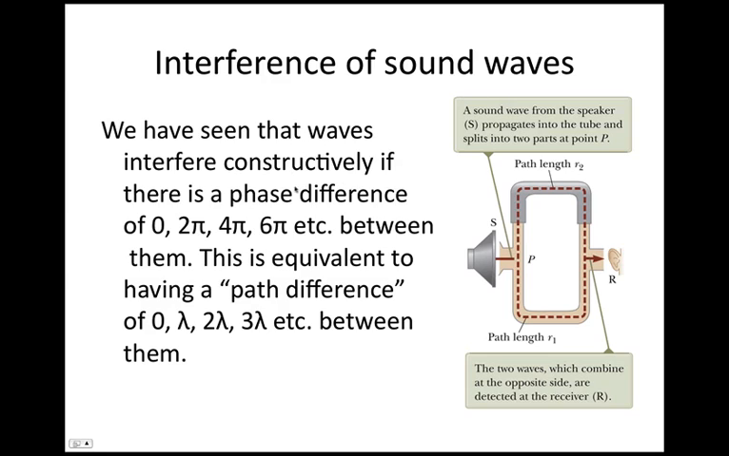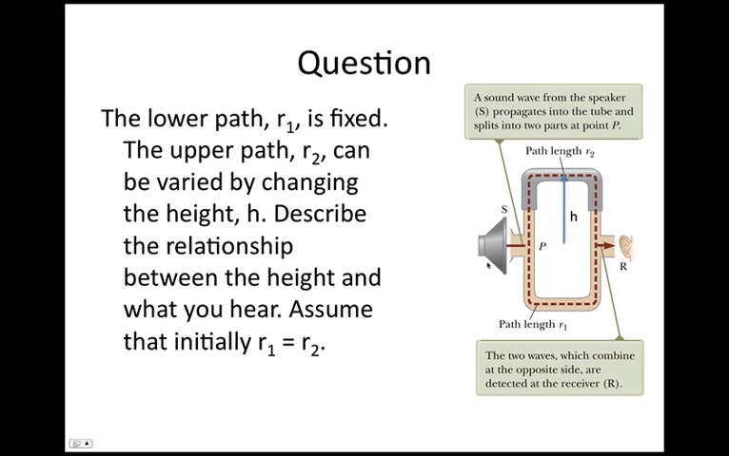We've seen that waves interfere constructively if there is a phase difference of 0, 2 pi, 4 pi, or 6 pi, etc. between them. This is equivalent to having a path difference of 0, lambda, 2 lambda, 3 lambda, etc. between them. Because if we consider 2 points which are 2 pi out of phase, there is one wavelength between those 2 points. So here's a question. The lower path, R1 here, is fixed. The upper path, R2, can be varied by changing the height. Describe the relationship between the height and what you hear. Assume that initially R1 is equal to R2.